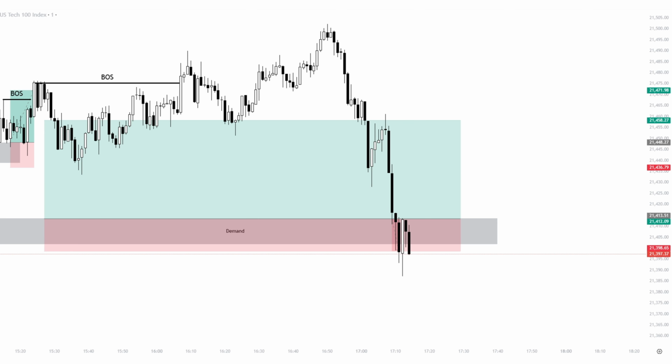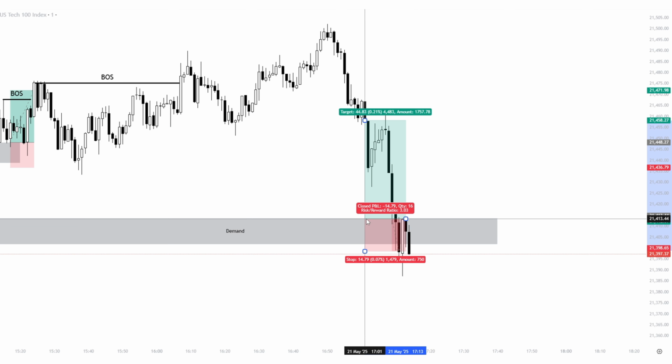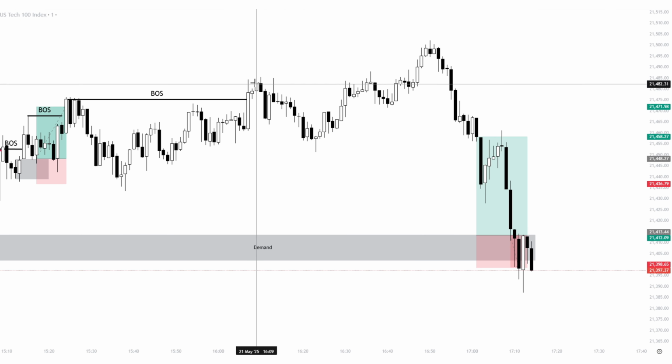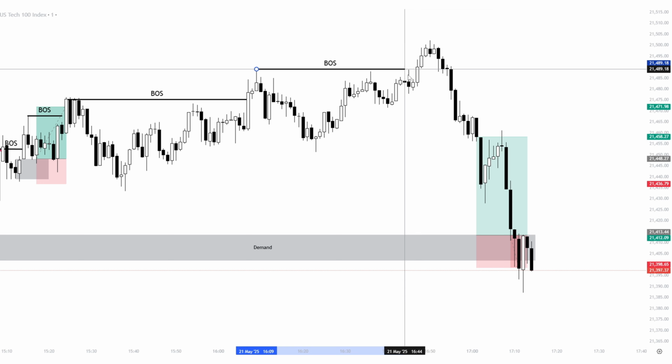And yes, that was a loss. It broke straight down after filling the order. But that's why, if the market forms a new bullish break of structure, we should look for the new demands and invalidate the ones below that are far away from the current price.